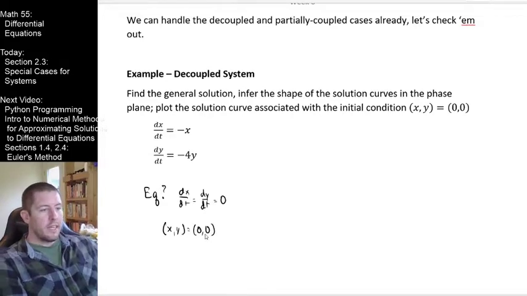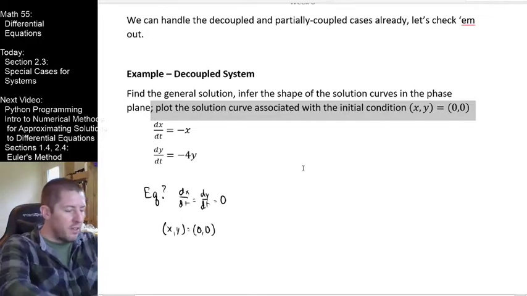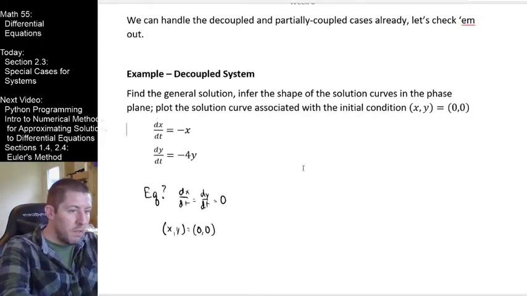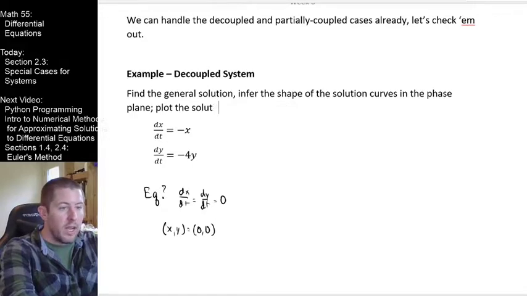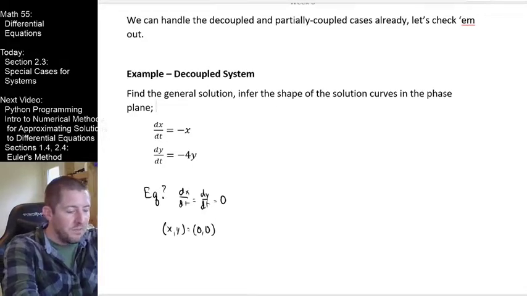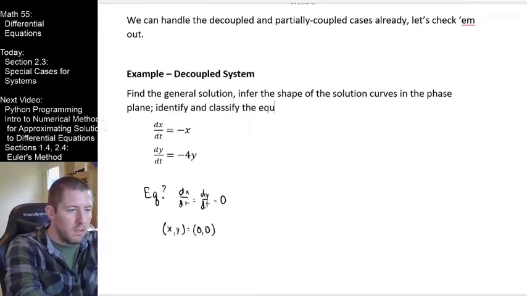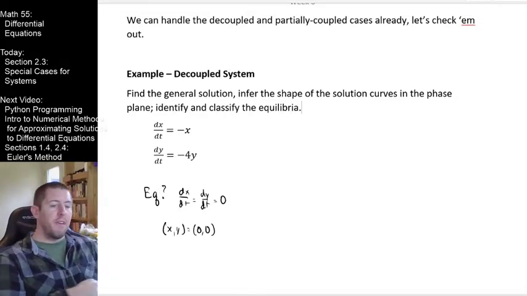Right? So it looks like that's an equilibria there. So I guess, sorry, I'm going to change this right here. Because the initial condition at 0, 0 just stays at 0, 0. I guess what I want to say is: identify and classify the equilibria.